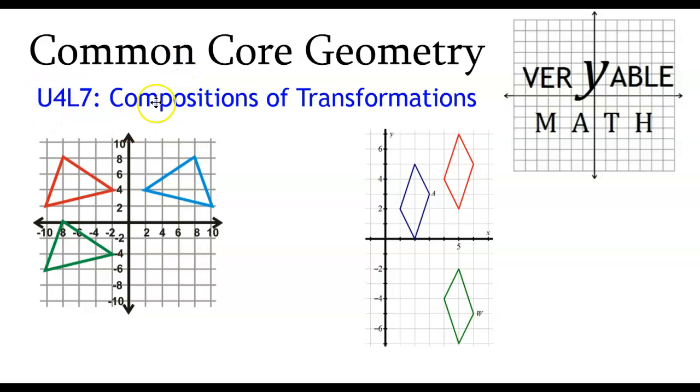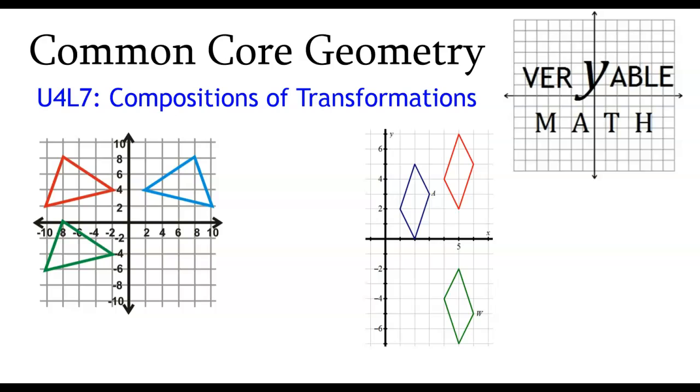Hello students, this is the 7th video, believe it or not, in Unit 4, the Transformations Unit. You've already learned about all the different types of transformations: translations, rotations, and reflections, those are the three rigid motions, and also dilations, which is the motion that allows you to change the size of the shape. Now we're going to do compositions of transformations.